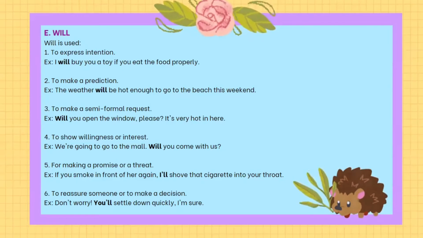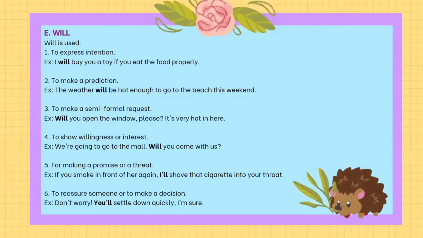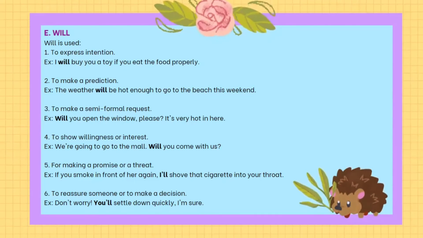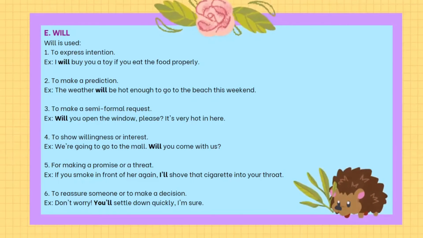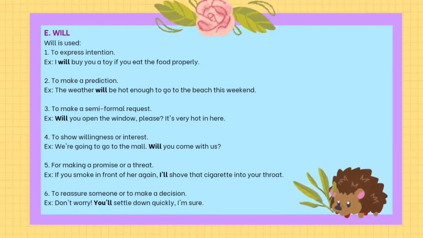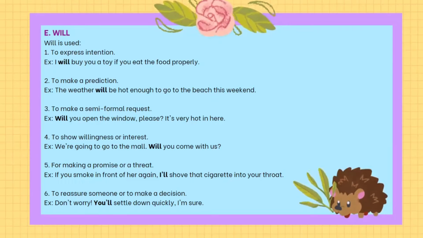For example, you could say, we're going to the mall. Will you come with us? 5 is for making a promise or a threat. You could say, if you smoke in front of her again, I'll shove that cigarette into your throat. And 6 is to reassure someone or to make a decision. For example, don't worry, you'll settle down quickly, I'm sure.